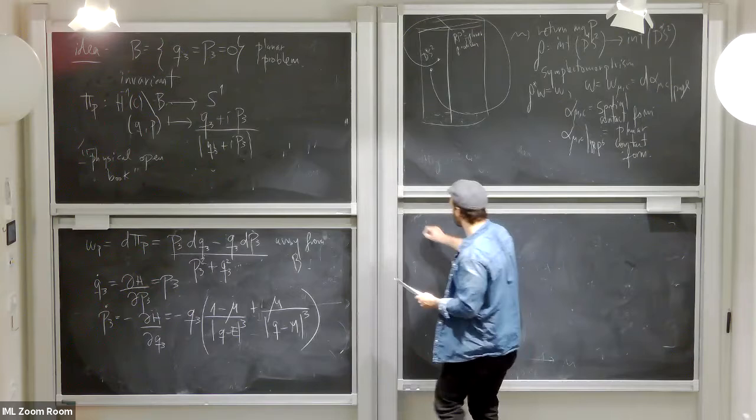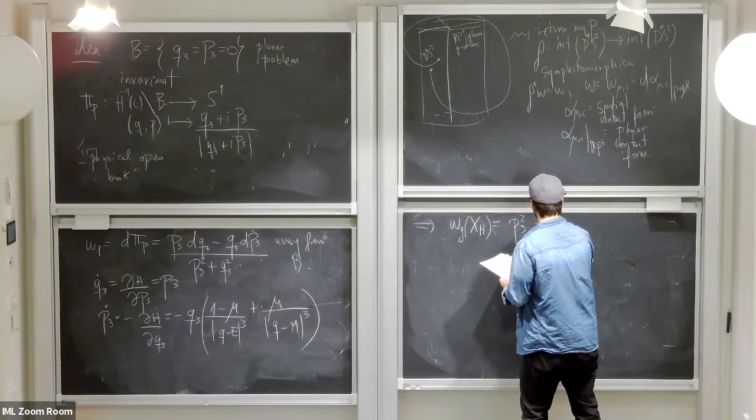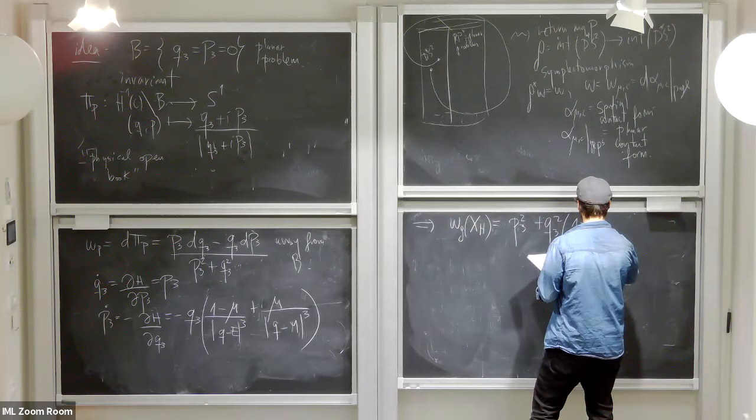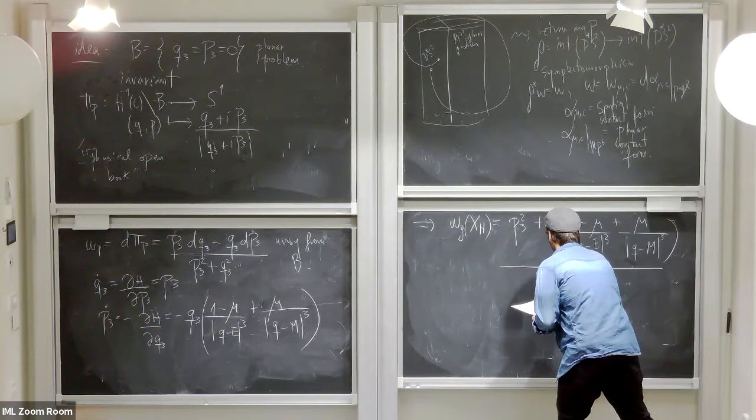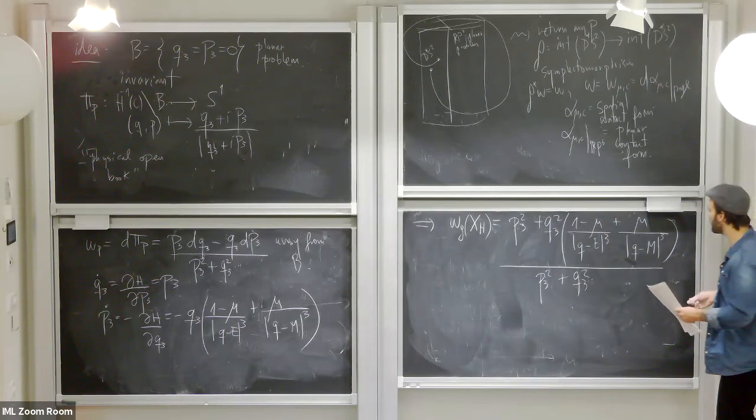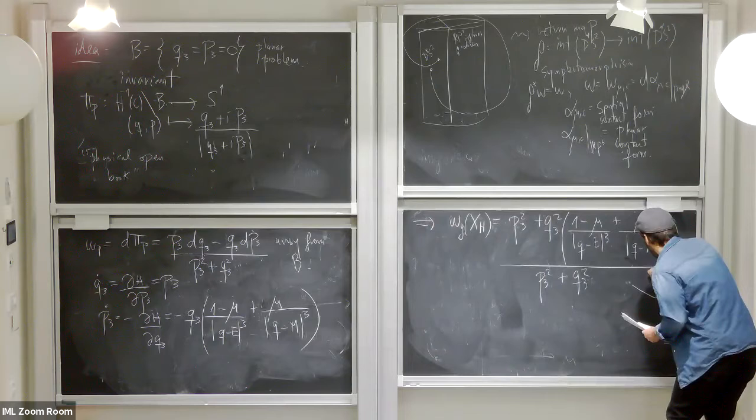This means that when I plug the Hamiltonian vector field into the angular form, you do the computation and you get p3 squared plus q3 squared times some term which looks like this. It's an easy computation. And now the point is that this is strictly positive if you're away from the planar problem.